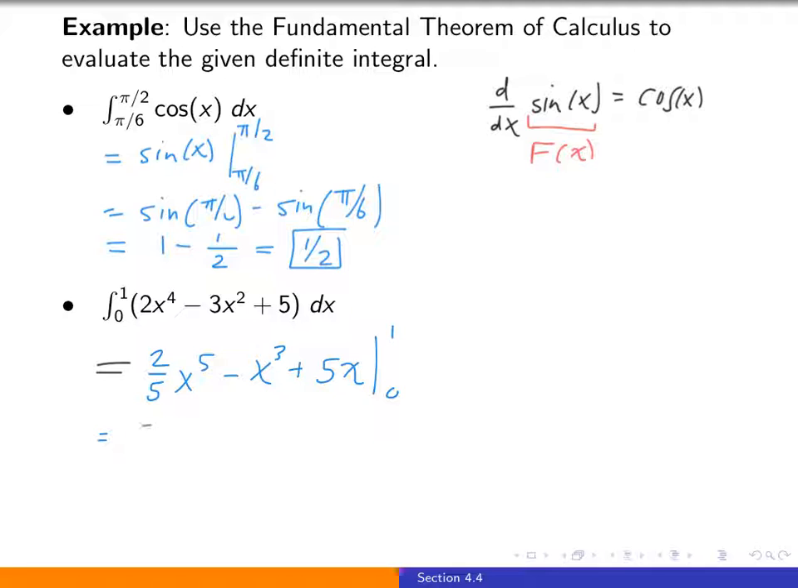When we plug in 1, we have 2/5 minus 1 plus 5. And then we subtract away what we get when we plug in 0. And if each x becomes a 0, we are simply left with a 0. So we have 2/5 plus 4. So 4 is 20/5, and this all combines to be 22/5.